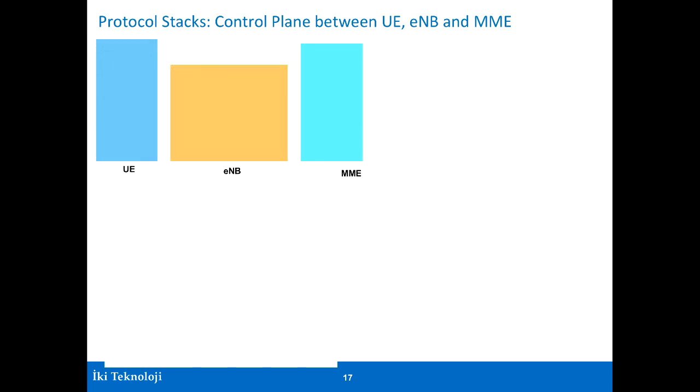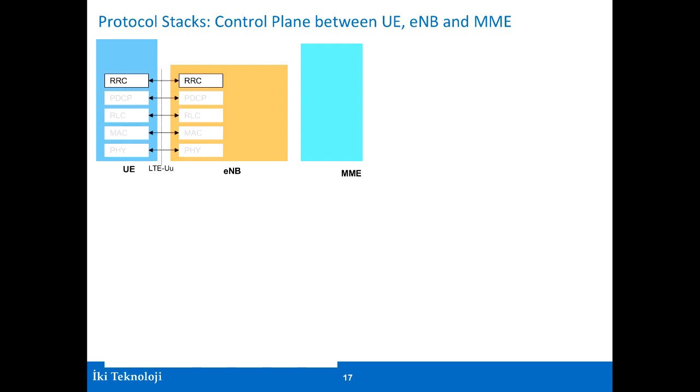Let's look at the protocol stacks. We will look at the control plane protocol between the mobile and the MME. And on the radio side, the most important protocol that is used between the mobile and the network, at least from a systems perspective, is RRC, radio resource control. So this is the main control interface, and this is the main control protocol that is running between the mobile and the base station.